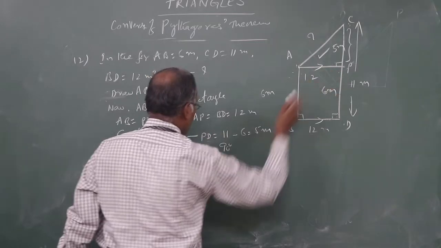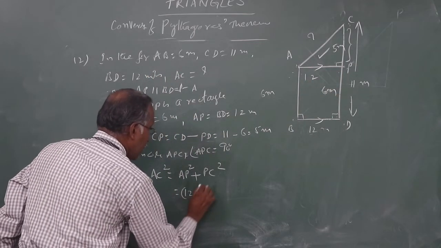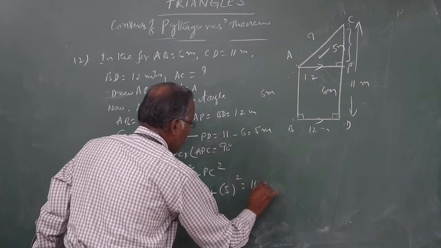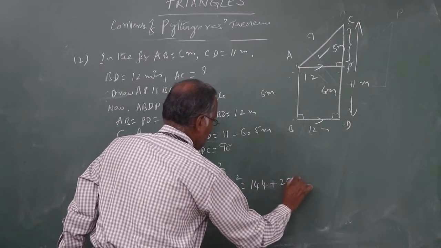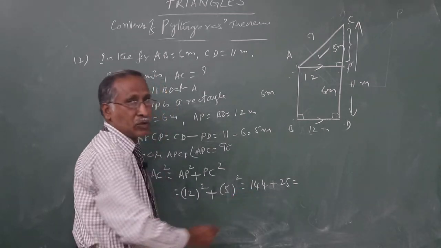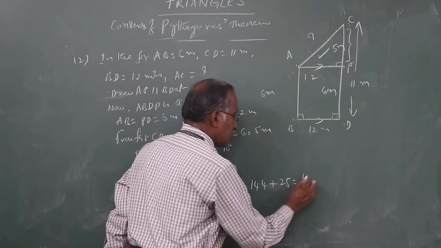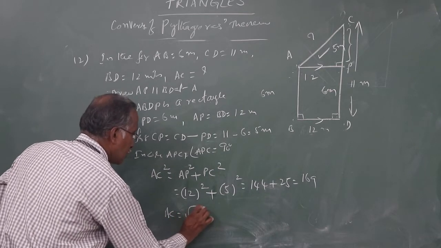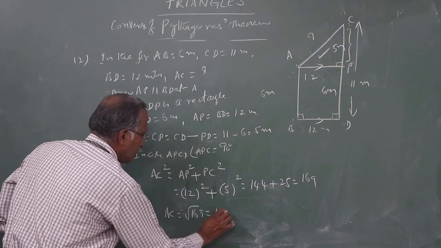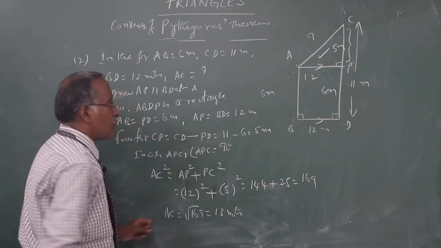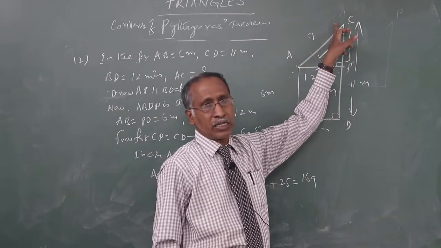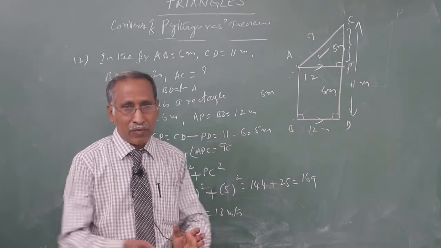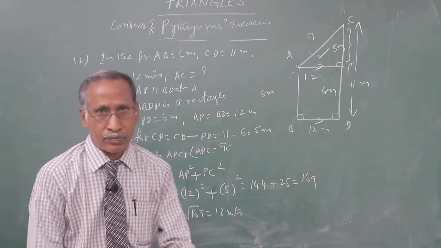AP is 12 meters. What is 12 square? 12 square is 144. PC is 5, 5 square is 25. 144 plus 25 is nothing but 169. We want only AC. Therefore, AC is equal to root 169, which is equal to 13 meters. Look at the figure. AC is the distance between the tops of the poles. We have got it as 13 meters. This is the way you have to do the sums.